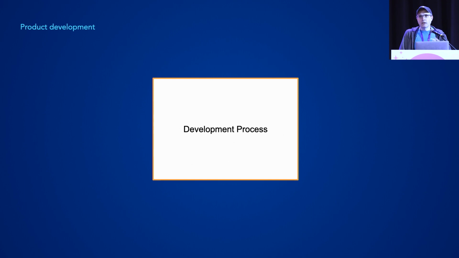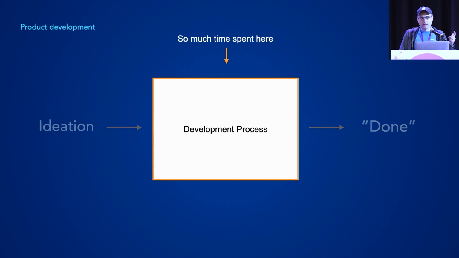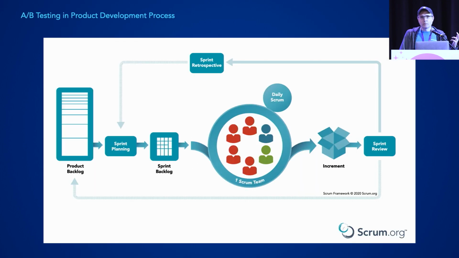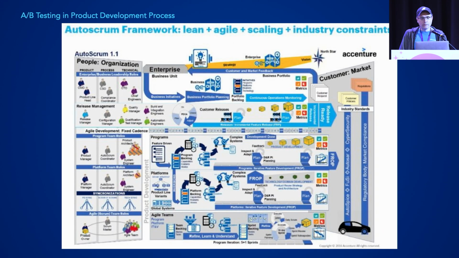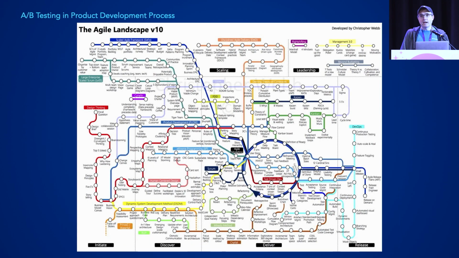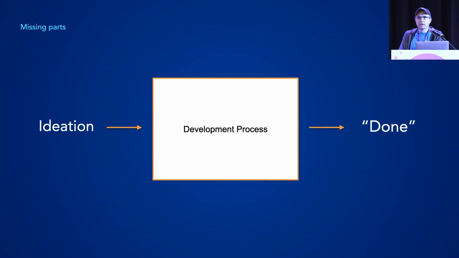But there's so much focus on the development process that people often forget about the other sides of it, right? Like the ideation side and what does done mean? And so you might be using an agile process or whatever this is. This is lean agile scaling. Enterprise is just scary. I hope this is not yours. And this is the agile landscape. These are all the different possible project management processes, but all of them focus on that middle box. And really none of them focus on done.